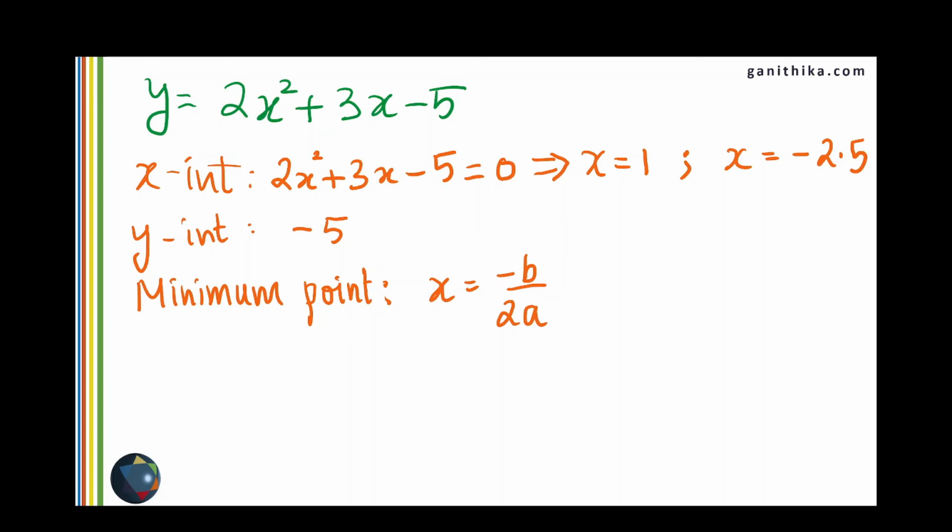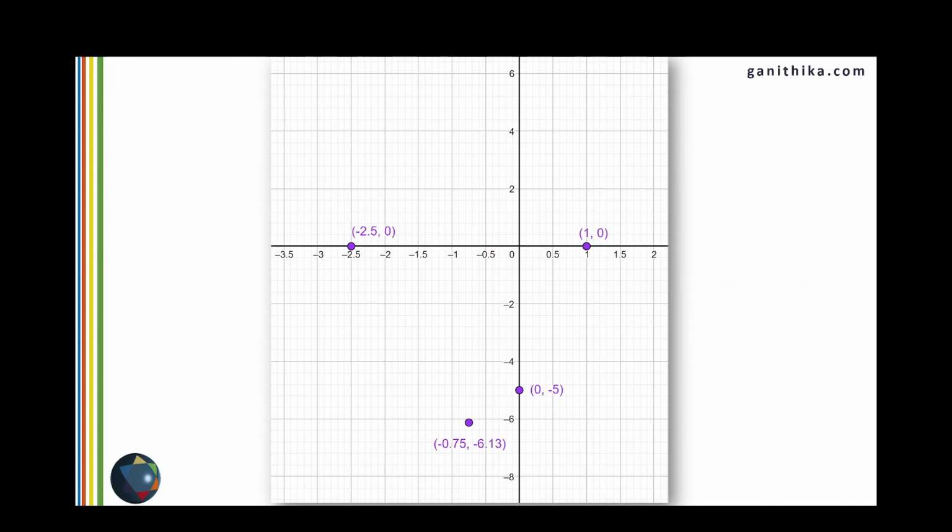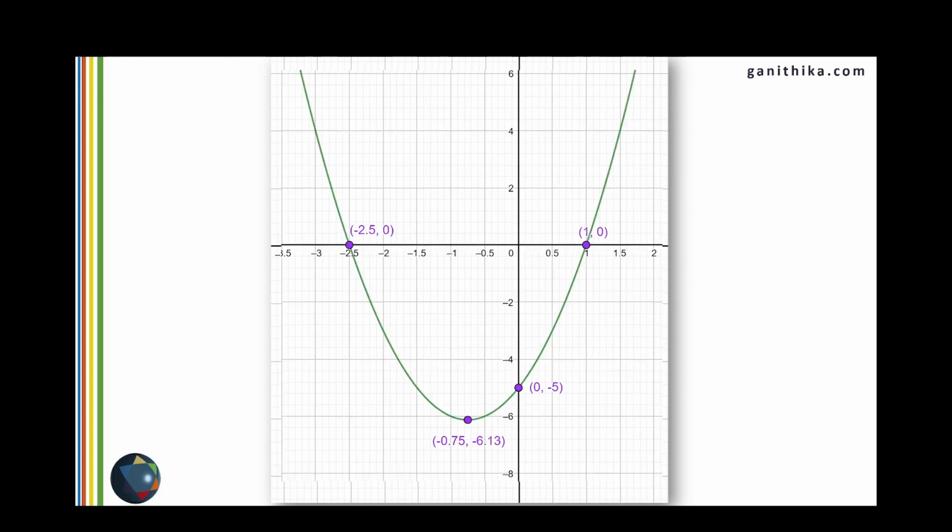So substituting these values of b and a into this, you will get negative 3 over 4, which is negative 0.75. Substitute this negative 0.75 into the given equation. Solve it. You will get negative 6.13 for y value. Therefore, the minimum point's coordinates are negative 0.75 and negative 6.13. So now we have all the 4 points. Just make the graph accordingly and mark these 4 points on the graph and join them with freehand and extend them over the x-axis so that you will get a proper parabola.